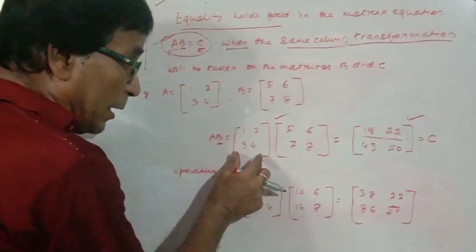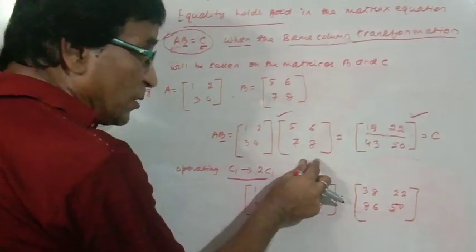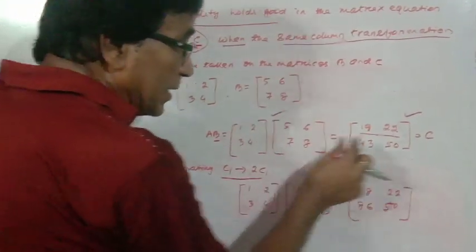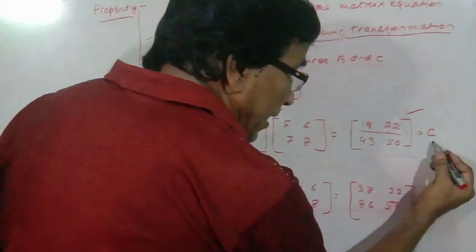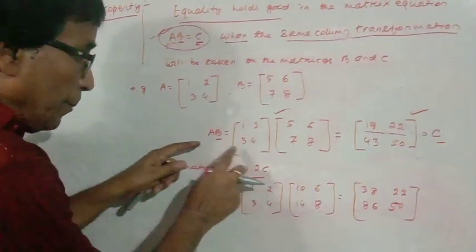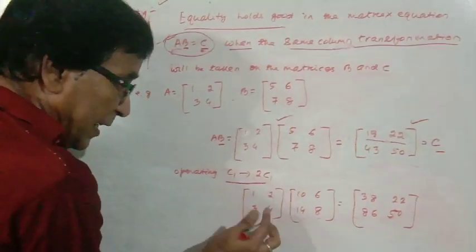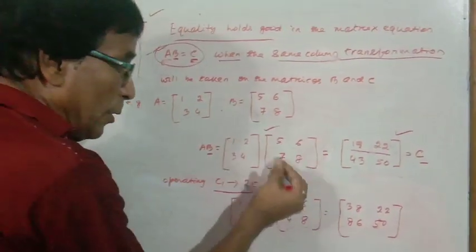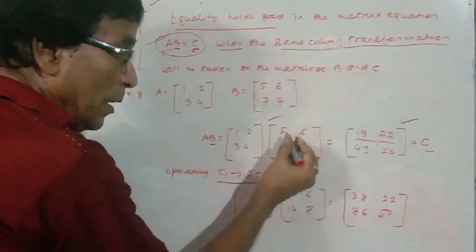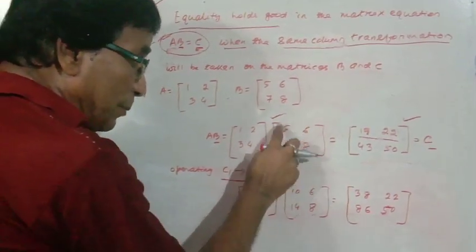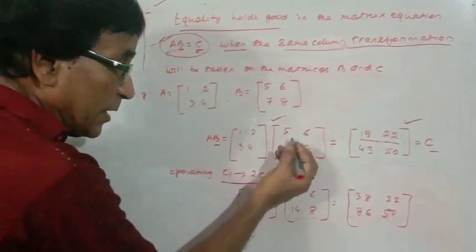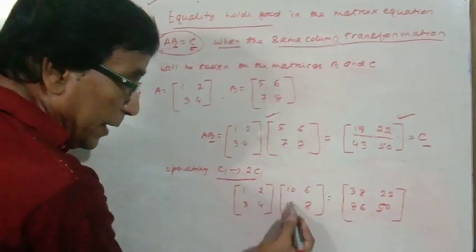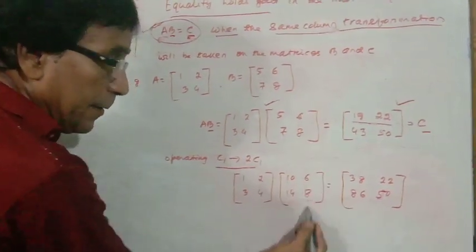And we know that whatever column transformation will be taken on B, the same column transformation will be taken on the matrix C. So A will remain as it is. That means matrix A is 1, 2, 3, 4. Here we will multiply the first column of matrix B by 2. That means it will be 10, 14, 6, 8.